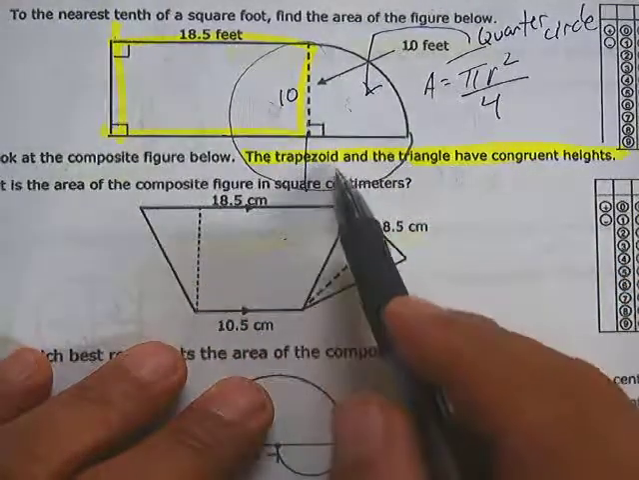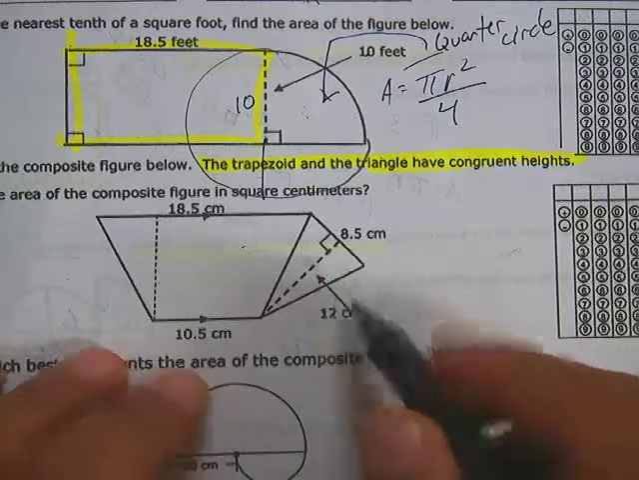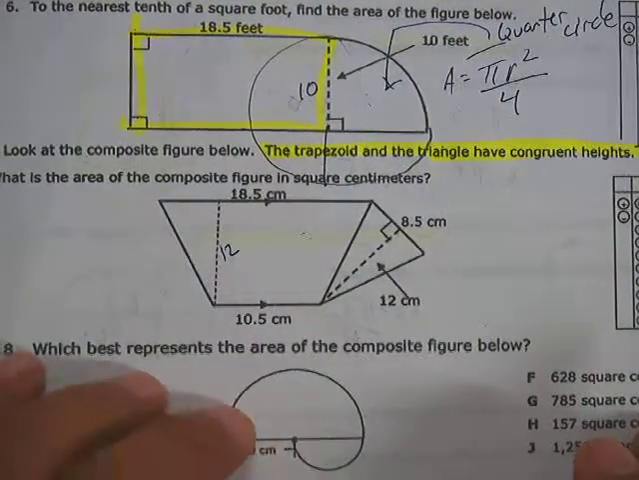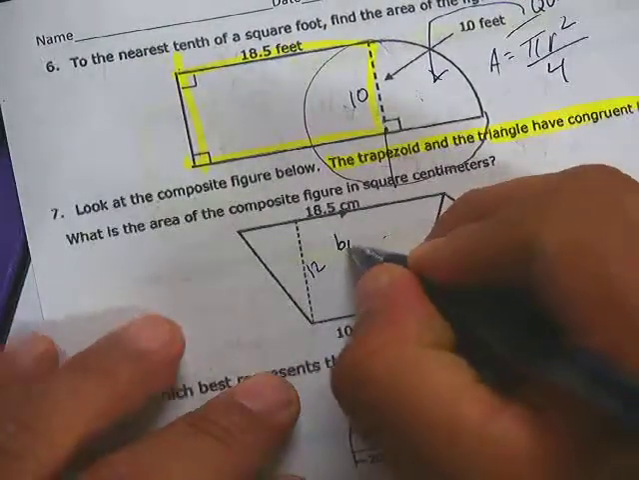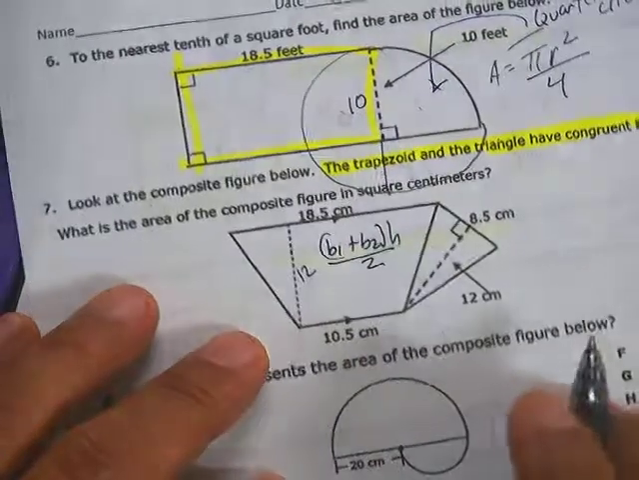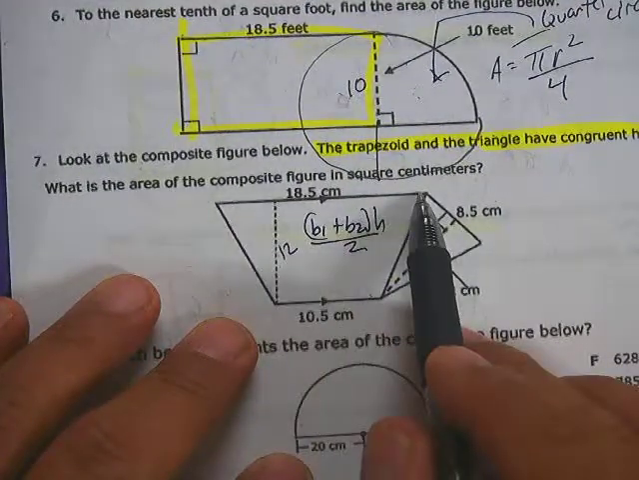Number 7 there, look at the composite figure. The trapezoid and the triangle have congruent heights. That is very important for you to know. That means this is the height of the triangle. They're the same. So if this is 12, well, this is also 12.